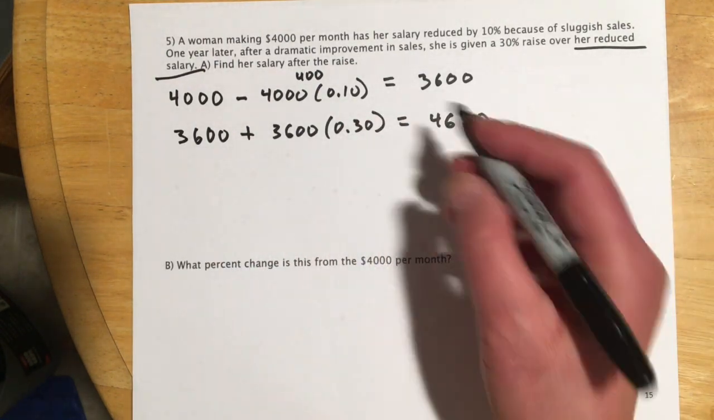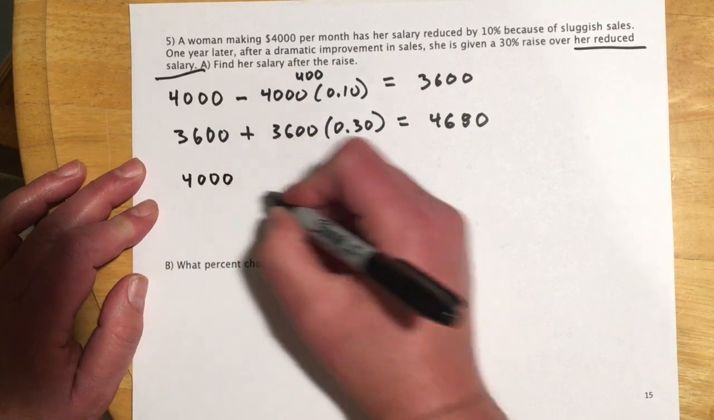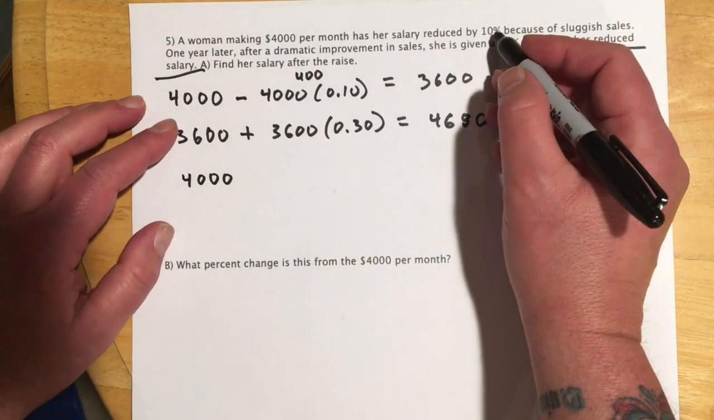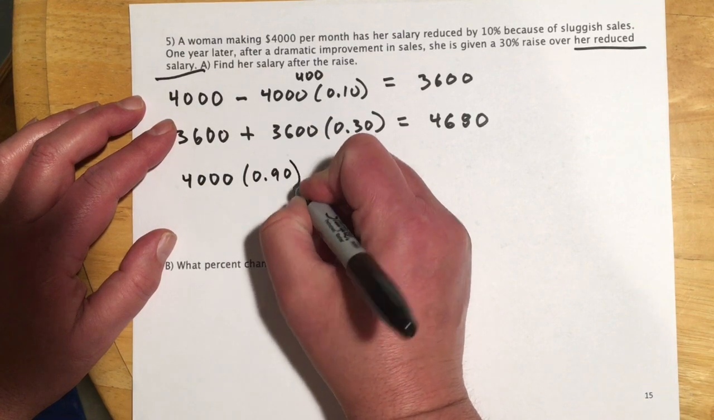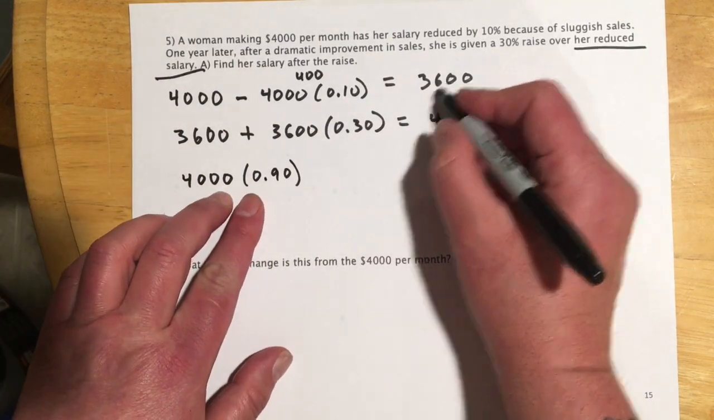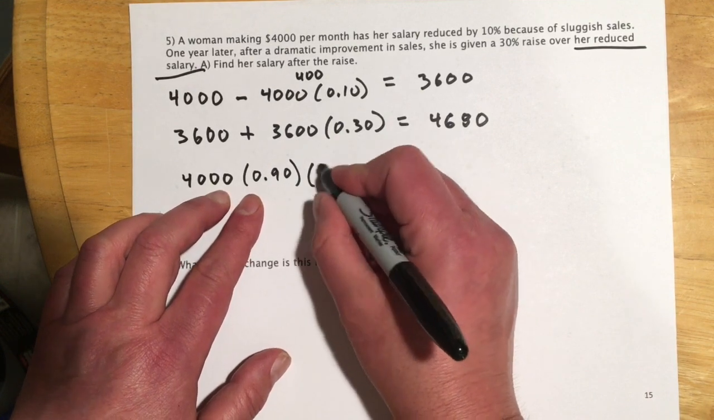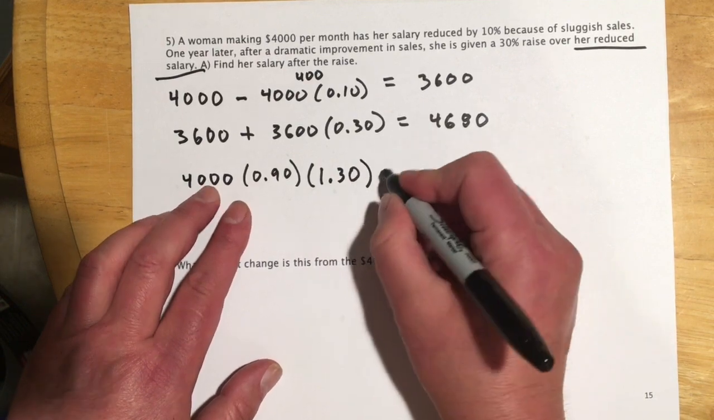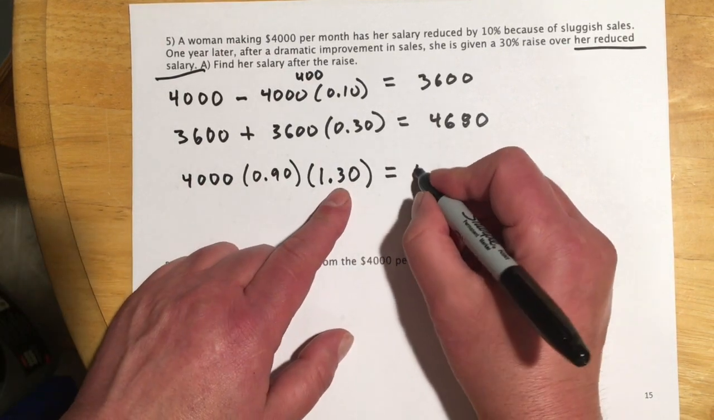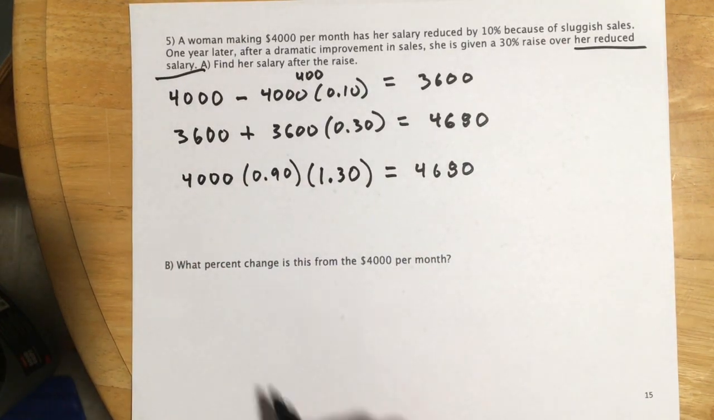Another way to do it that's actually a lot easier, but maybe a little bit confusing, is if she's making 4,000 and she takes a 10% cut, that means she's still making 90% of what she used to. So that would give us the same 3,600. And here when she gets a 30% raise, she's going to make 100% plus another 30 on top of that. And so I can just put that in the calculator and get that exact same result.